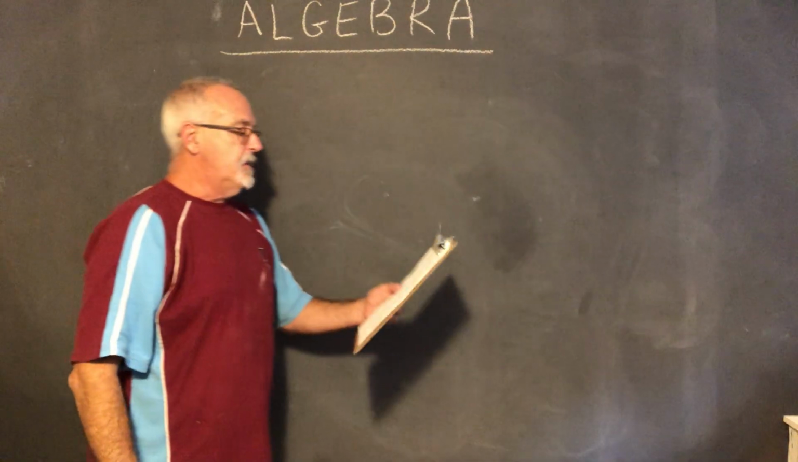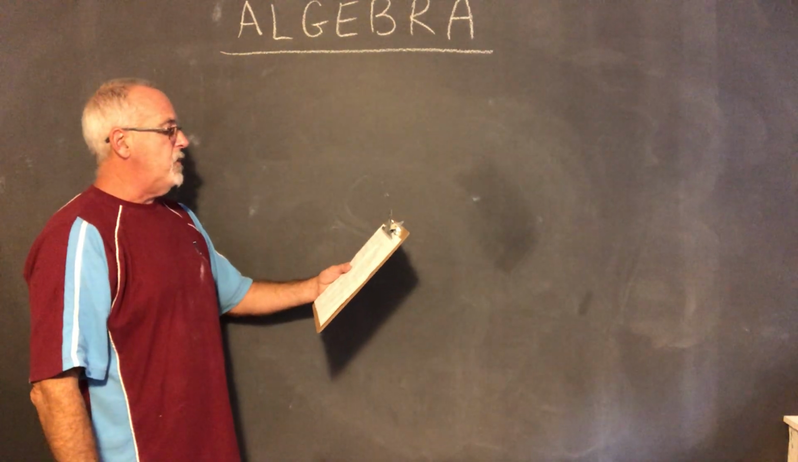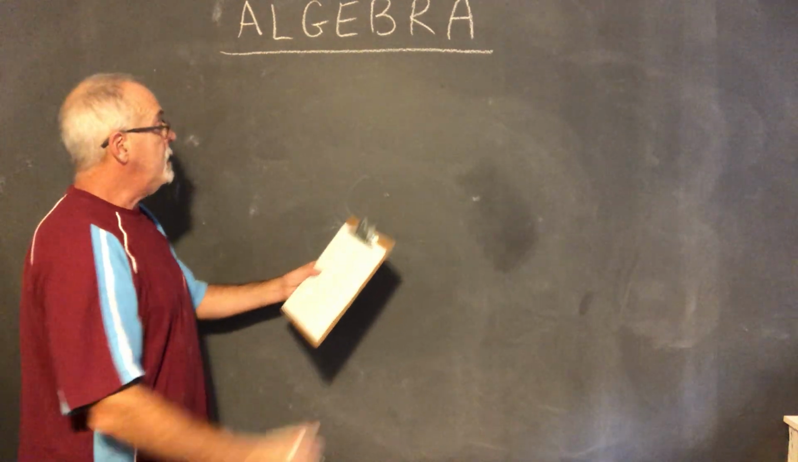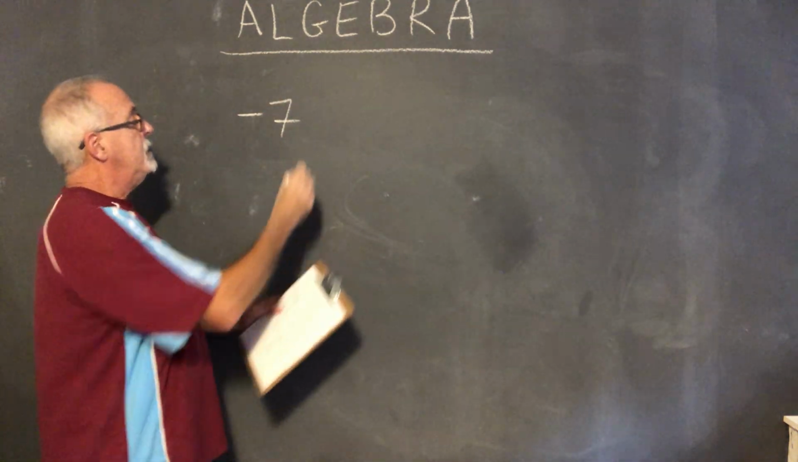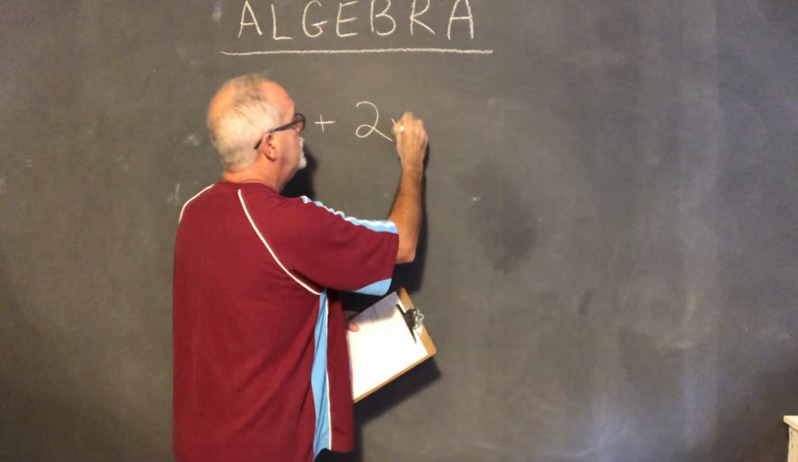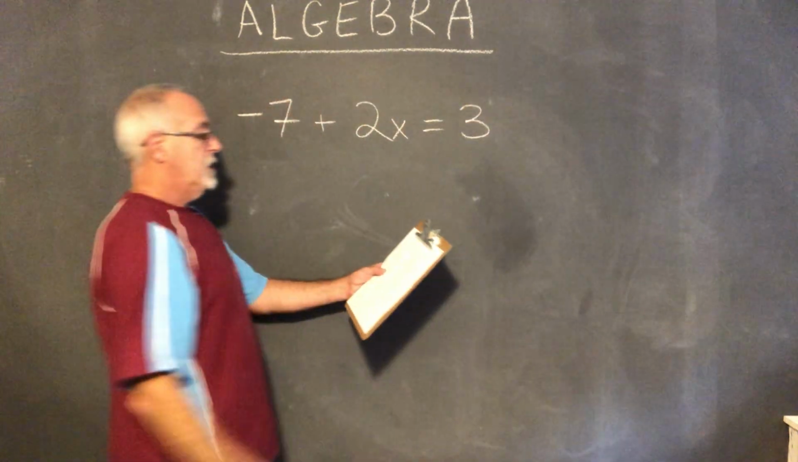But that represents hard work done. Okay, how about negative 7. Okay, we're starting with negative 7 plus 2x equals 3. Did I copy that correctly?